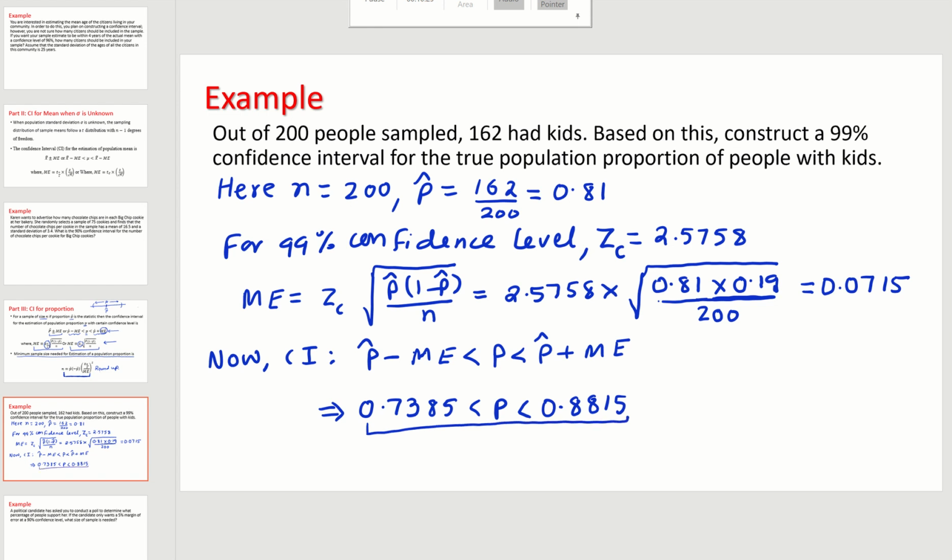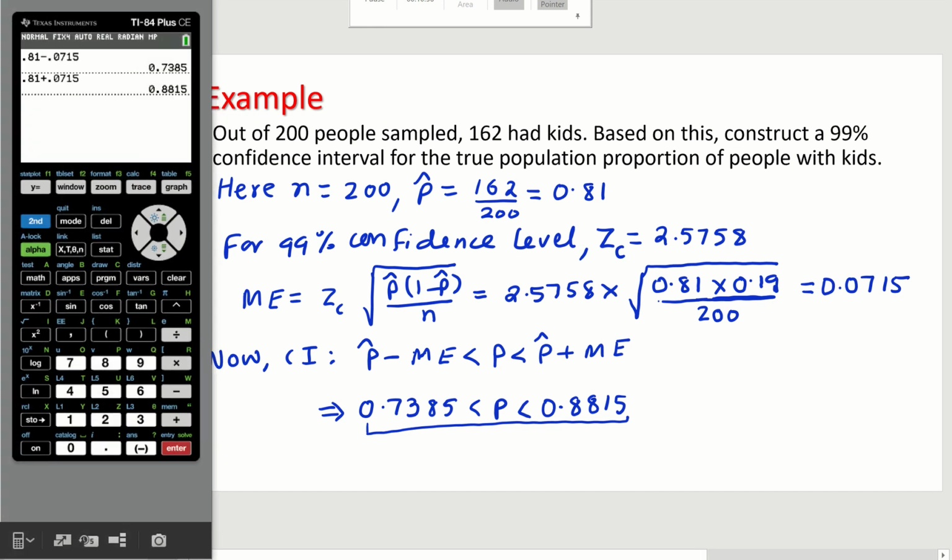That means the probability that the true population proportion lies between 0.7385 and 0.8815 is 0.99. Or we can say that with 99% confidence, the true population proportion lies between 0.7385 and 0.8815. So that is the end of this example.